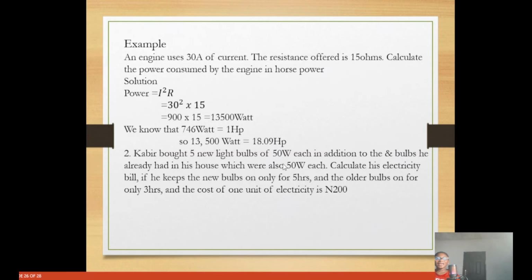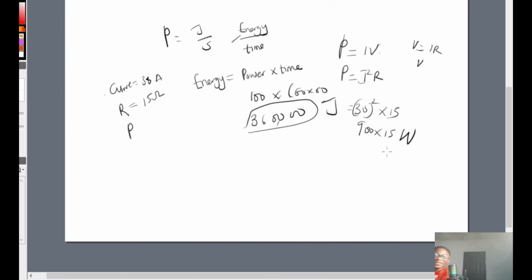So what is our answer? Our answer is 13500. Okay, they said in horsepower. Oh, sorry. Calculate the power consumed by the engine in horsepower. So don't forget, 746 watts is going to give us 1 horsepower. So now this answer was 13500 watts. So next we should convert it to horsepower.